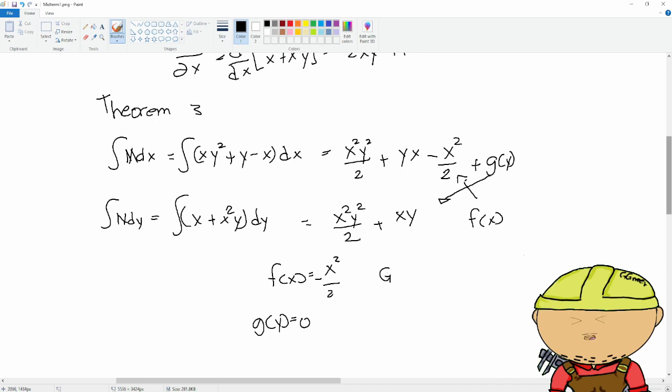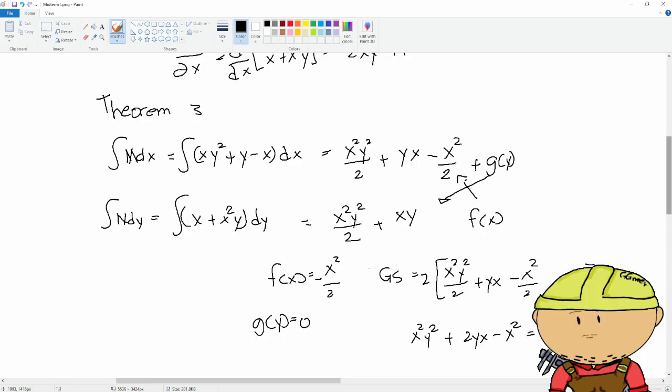Right? Then we write the general solution. x squared y squared over 2 plus yx minus x squared over 2 is equal to c. Multiply both sides by 2. x squared y squared plus 2yx minus x squared is equal to c. That's our final answer, the general solution.